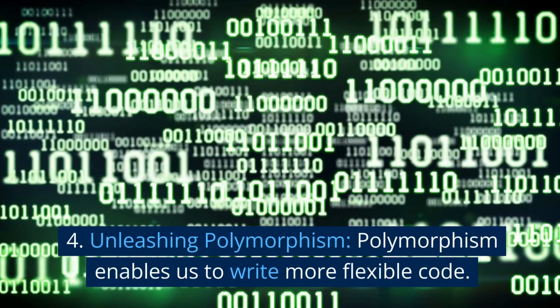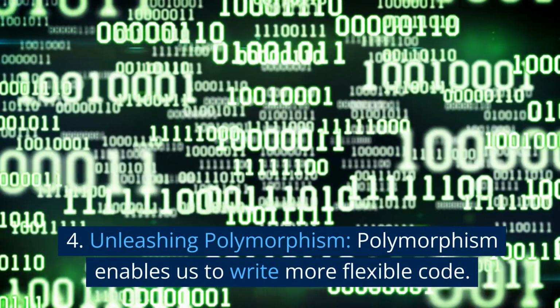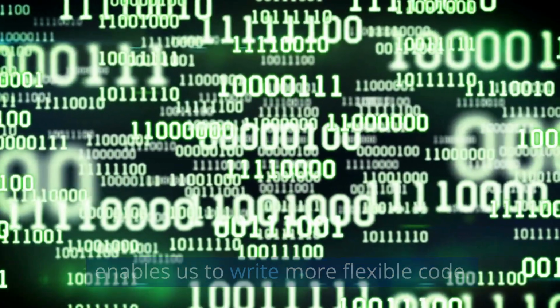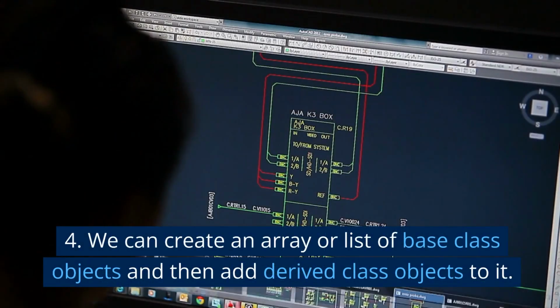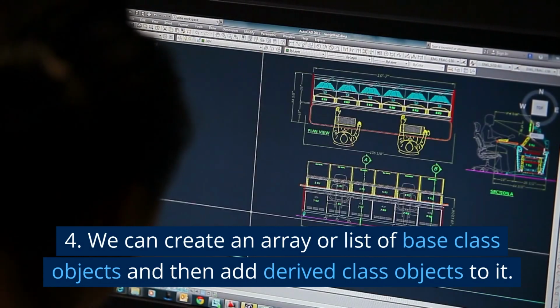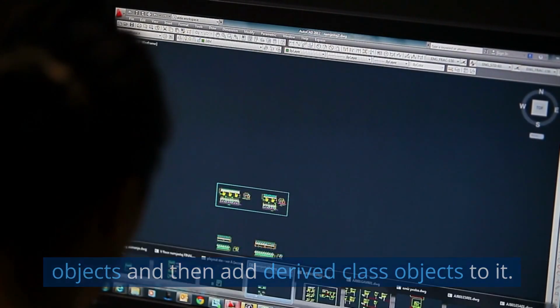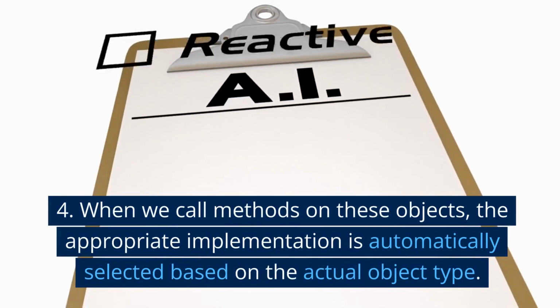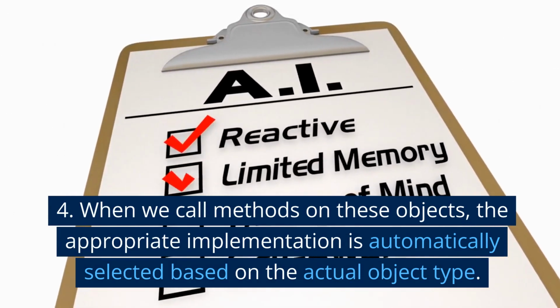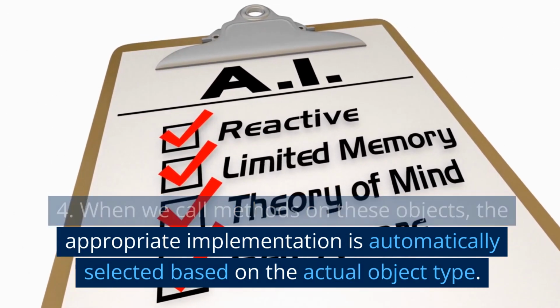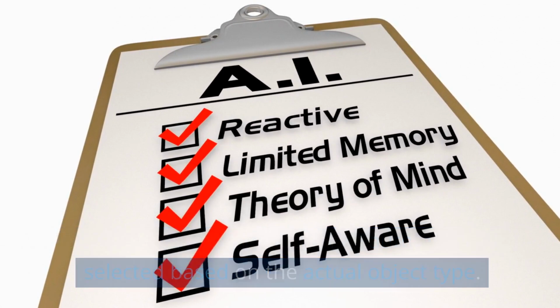4. Unleashing polymorphism. Polymorphism enables us to write more flexible code. We can create an array or list of base class objects and then add derived class objects to it. When we call methods on these objects, the appropriate implementation is automatically selected based on the actual object type.